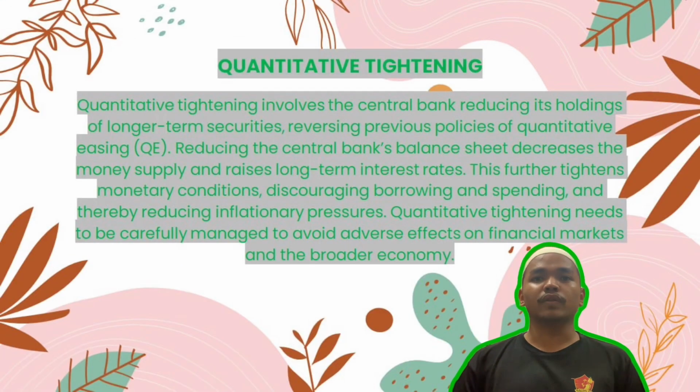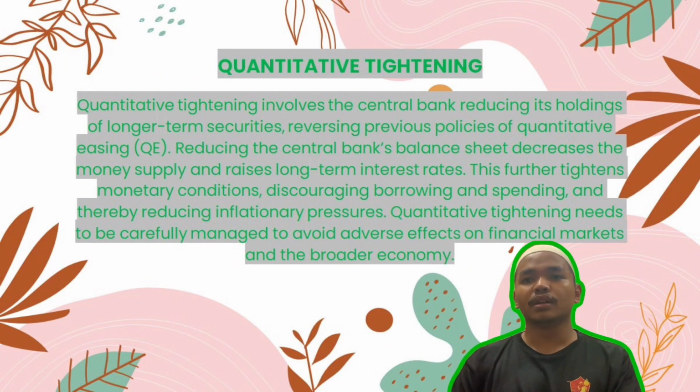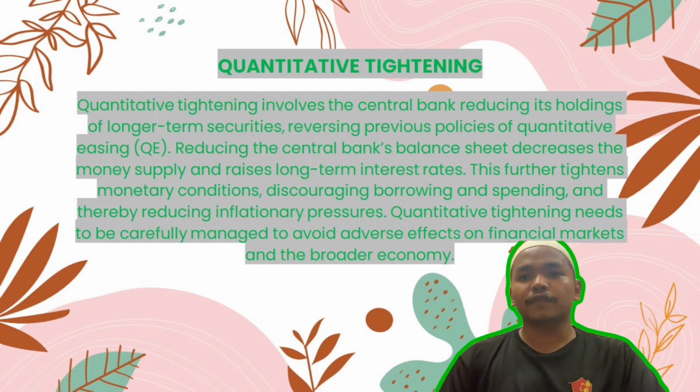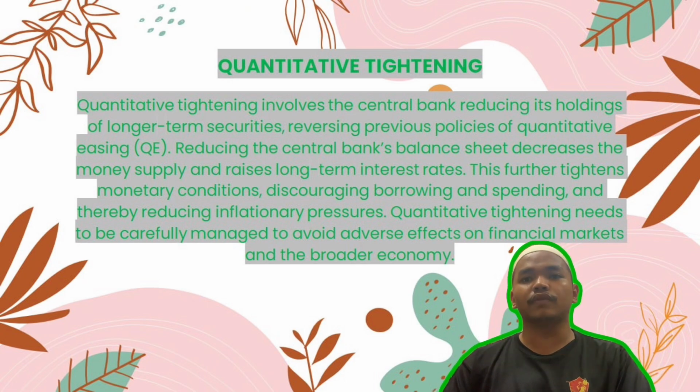This part is for quantitative tightening. Quantitative tightening involves the central bank reducing its holding of longer-term securities, reversing the previous policy of quantitative easing, reducing the central bank balance sheet, decreasing the money supply, and raising long-term interest rates. This further tightens monetary conditions, discouraging borrowing and spending, and thereby reducing inflationary pressures. Quantitative tightening needs to be carefully managed to avoid adverse effects on financial markets and the broader economy.